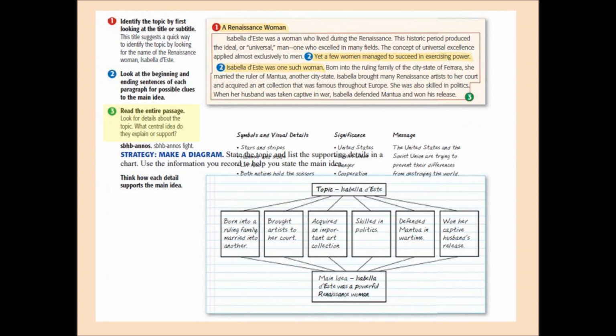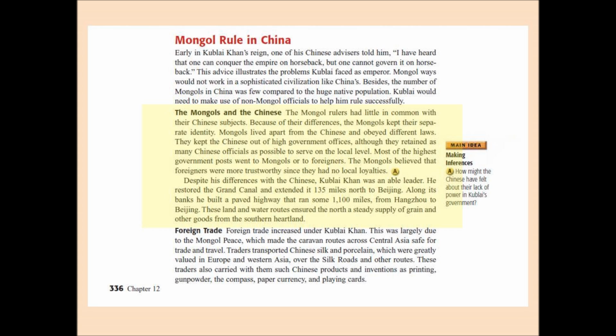The third and last step is read the entire passage. The Mongol rulers had little in common with the Chinese subjects. Because of their differences, the Mongols kept their separate identity. Mongols lived apart from the Chinese and obeyed different laws. They kept the Chinese out of high government offices, although they retained as many Chinese officials as possible to serve on a local level. Most of the highest government posts went to the Mongols or to the foreigners. The Mongols believed that foreigners were more trustworthy since they had no local loyalties.